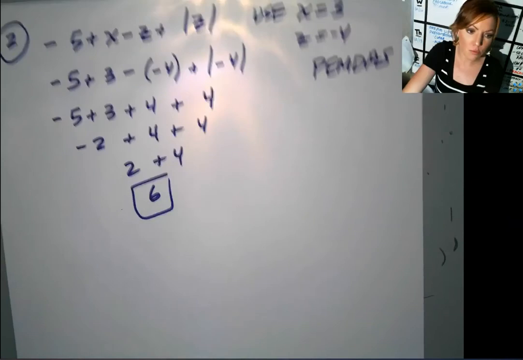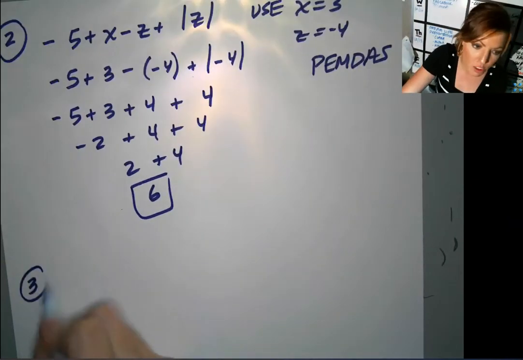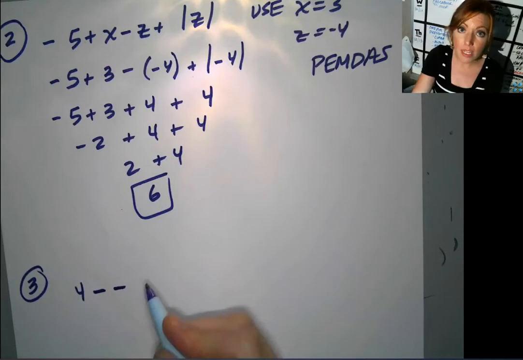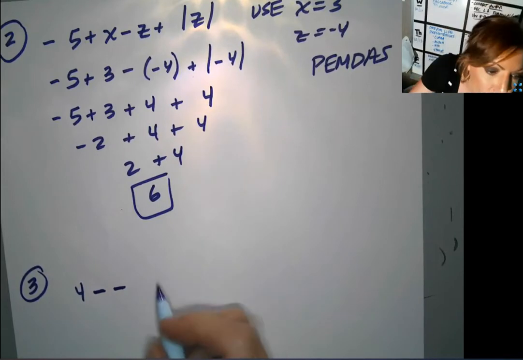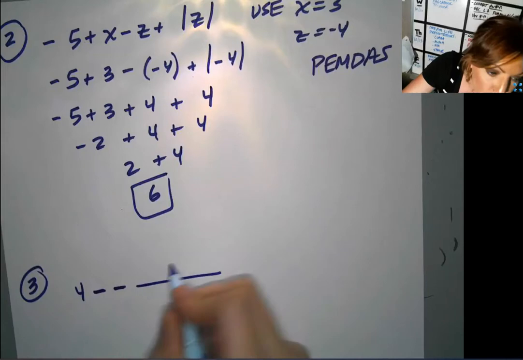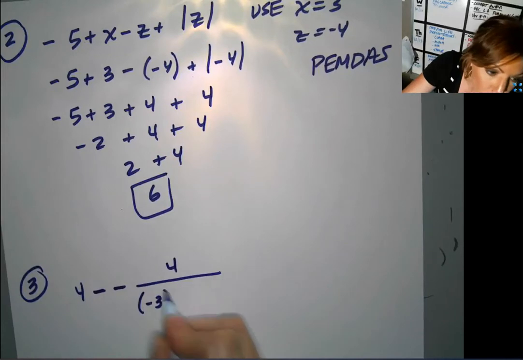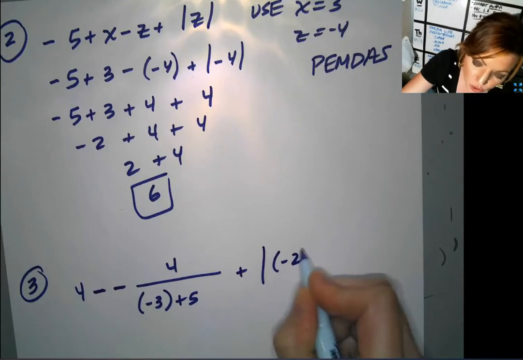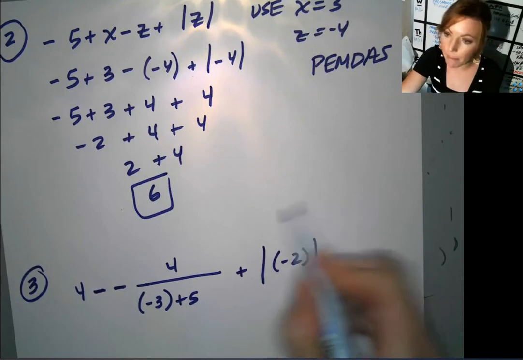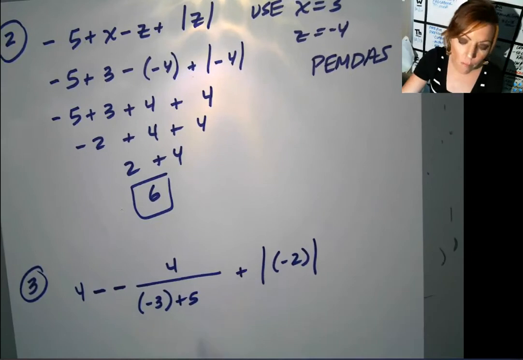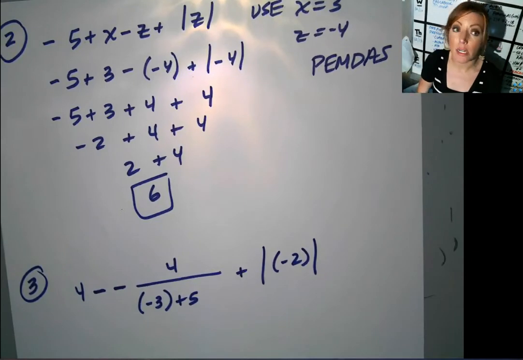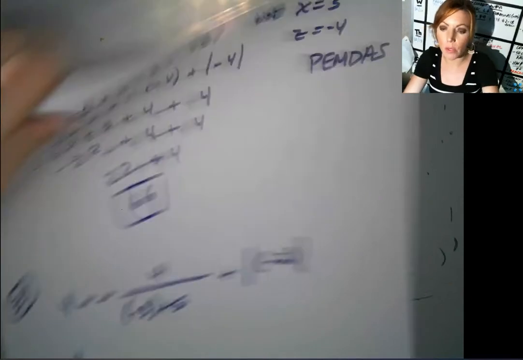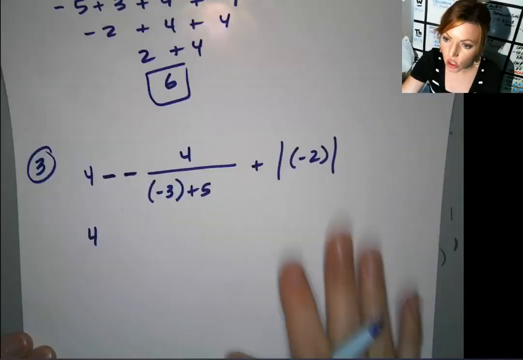All right, let's move on to number 3, another PEMDAS problem. 4 minus negative, I know that looks like it might be a typo, it's not a typo. 4 minus negative 4 over negative 3 plus 5 plus the absolute value of negative 2. All right, so again, PEMDAS. We actually can get rid of a couple of things here. We have double negatives. When we have 2 negatives right next to one another, we end up changing those to a plus.